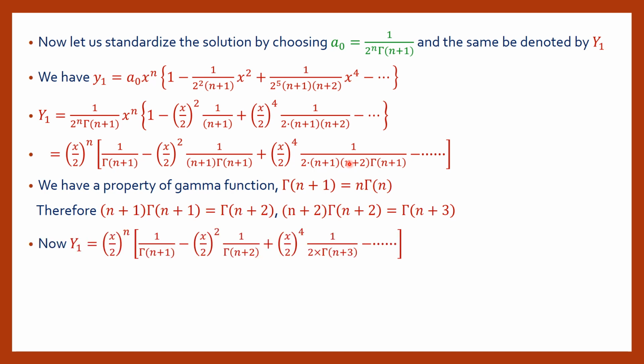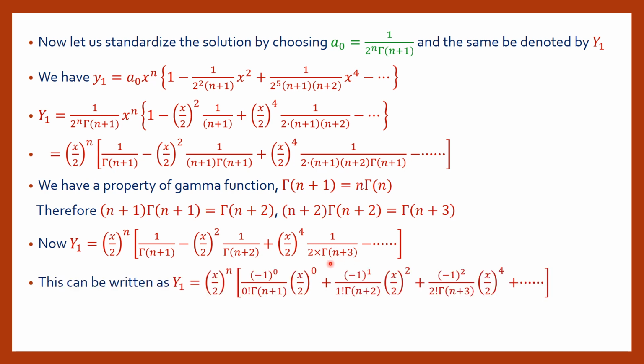We get Y1, that is capital Y1 equal to x by 2 whole power n, 1 by gamma n plus 1, minus x by 2 whole power 2, 1 by gamma n plus 2, plus x by 2 whole power 4, 1 by 2 into gamma n plus 3.